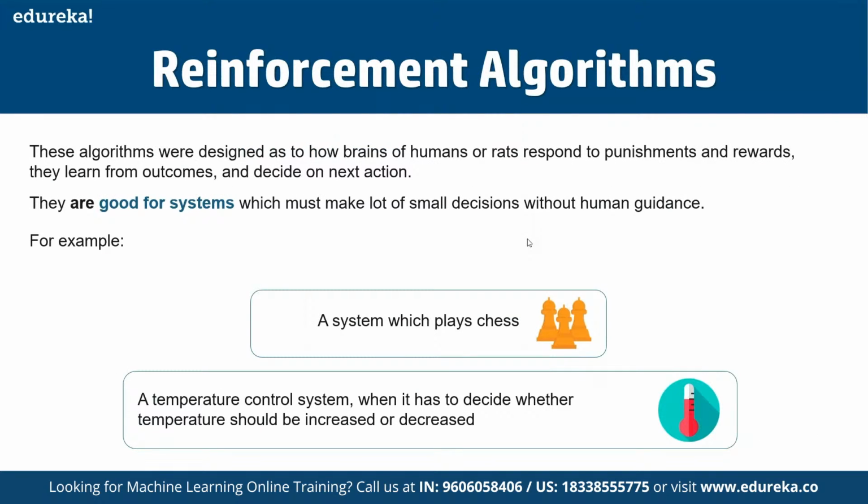Next, we have reinforcement algorithms. These algorithms are designed after how the brains of humans or rats respond to punishment or rewards, just like the example of Pavlov. So these are good for systems which must make a lot of decisions without any human guidance.